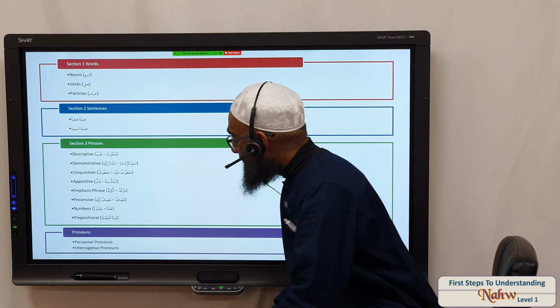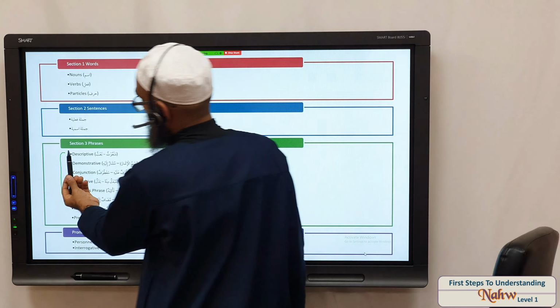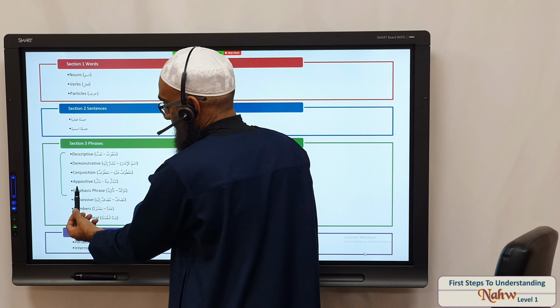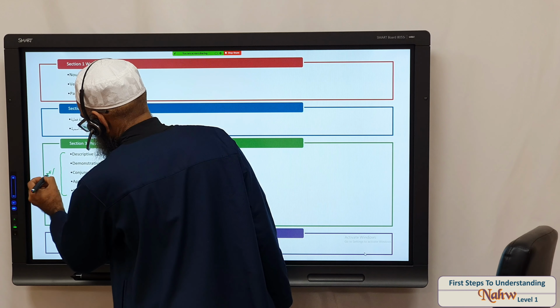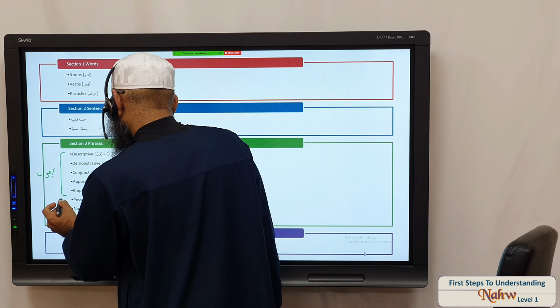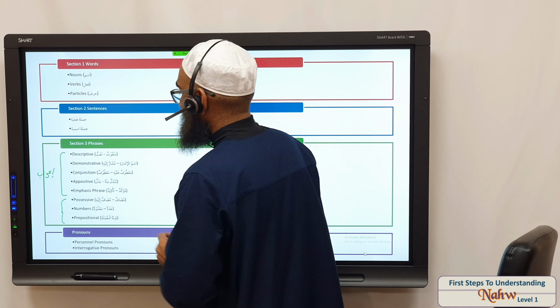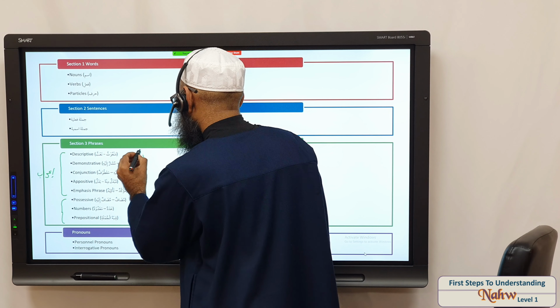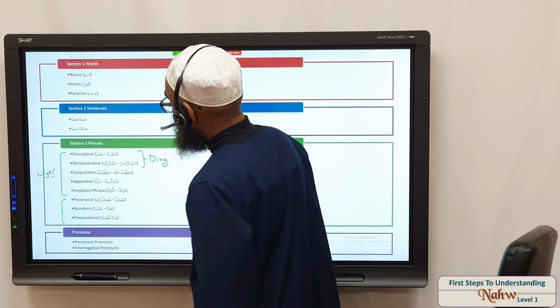The first three here: these phrases, descriptive, demonstrative, conjunction, appositive, and emphatic phrase, they all match in i'rab. Then you have possessive, number, and prepositional phrases. They don't match in i'rab. Then these two, they match in all four characteristics: D, I, N, and G.